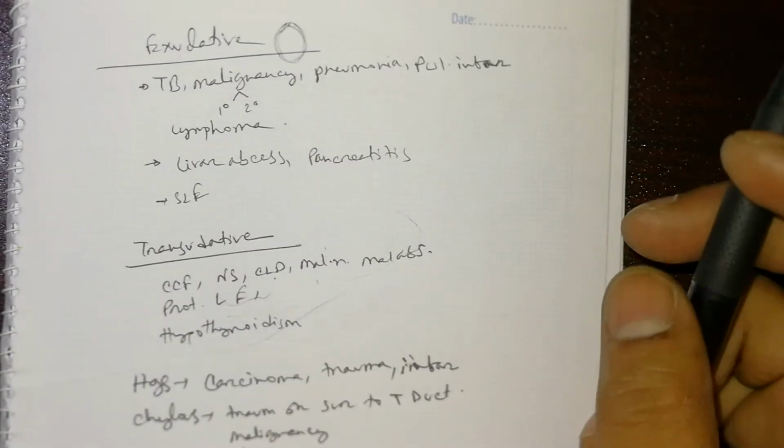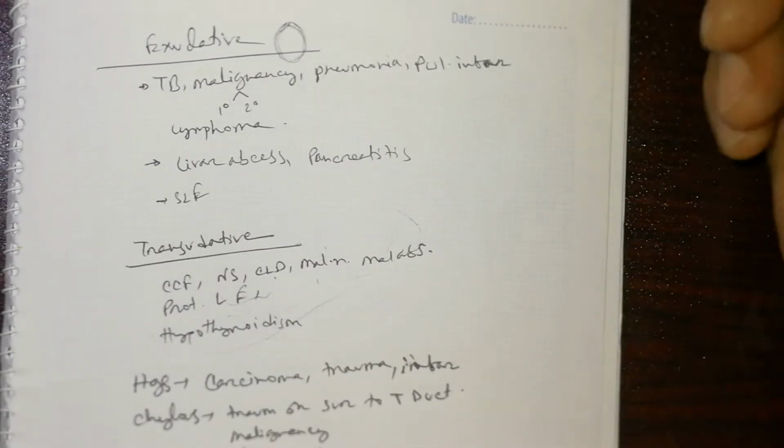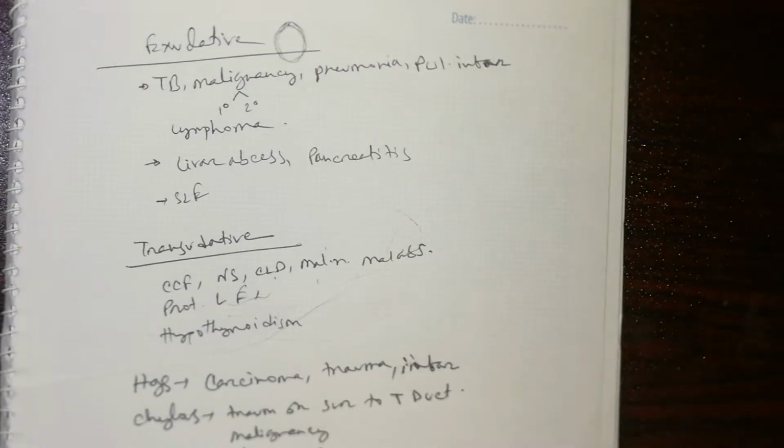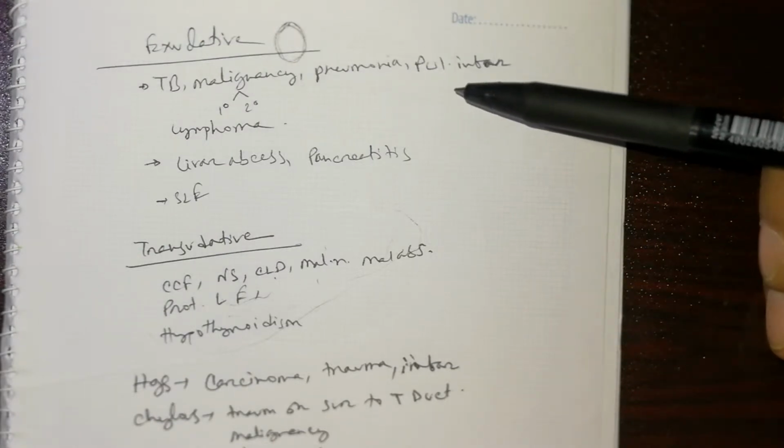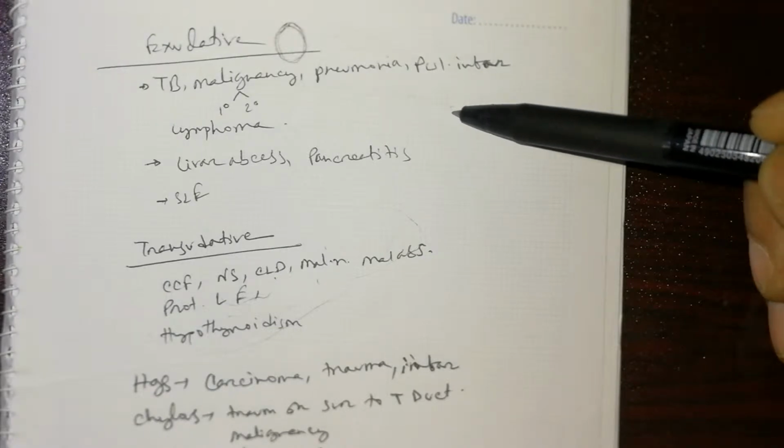Pleural effusion is of two types, exudative and transudative. Exudative causes are always pathological. That means it indicates involvement of the pleura or lung.